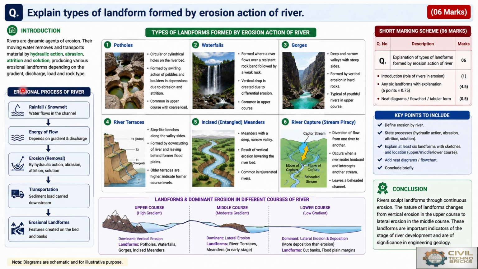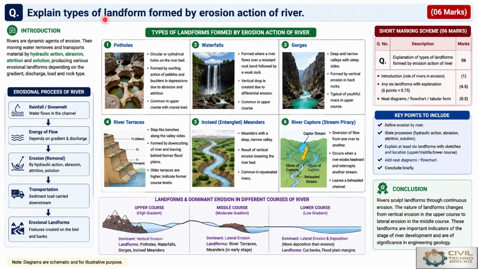Here the process of erosion follows from the rainfall or snow melt, then the energy of flow, that is the speed or velocity of the flow, then erosion, that is the actual removal of sediments by the flowing water, then the transportation of sediment, and then deposition is carried out, and at the end the formation of landforms after the deposition of sediments. This is the actual erosional procedure which has to be in your answer.